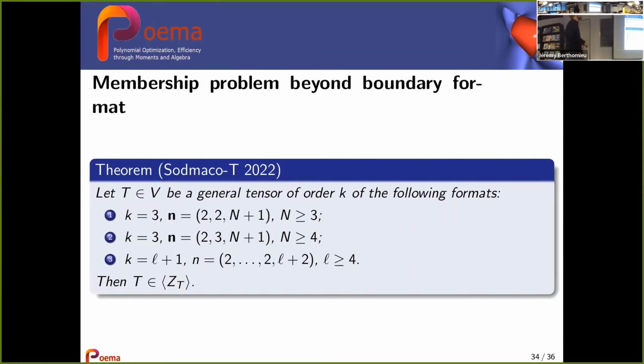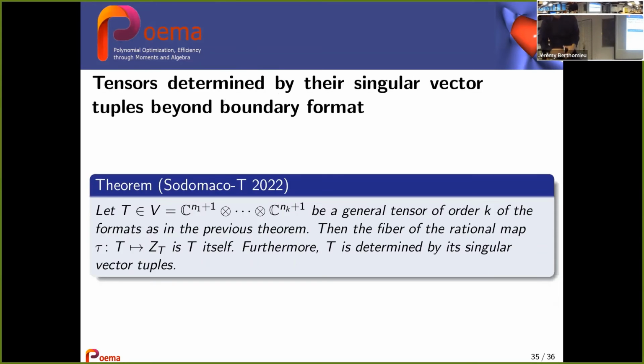Then what I obtained was that in those three cases that I mentioned, we have the membership problem solved. We have that P, still beyond the boundary format, is in the span of the singular vector tuples. And utilizing this fact, we gave a proof that again tensors are determined by their singular vector tuples. This is a really nice proof because it does not utilize anything other than the membership problem. So if you want to solve the membership problem, this is already solved. It is a proof that only relies on that fact.